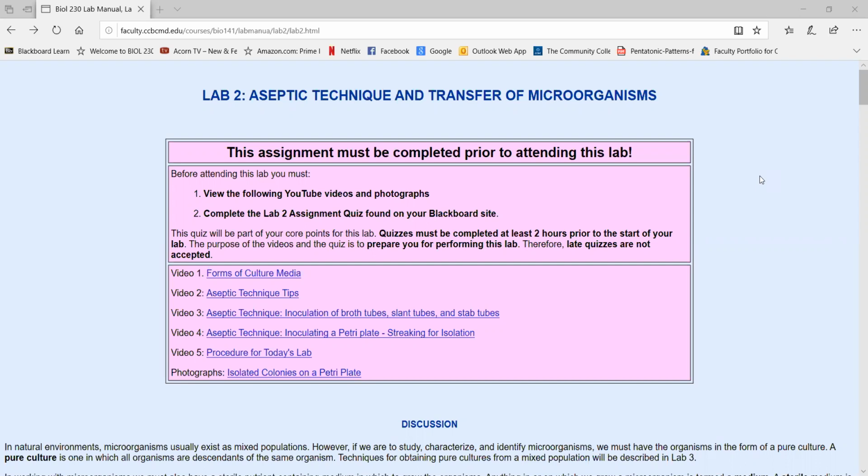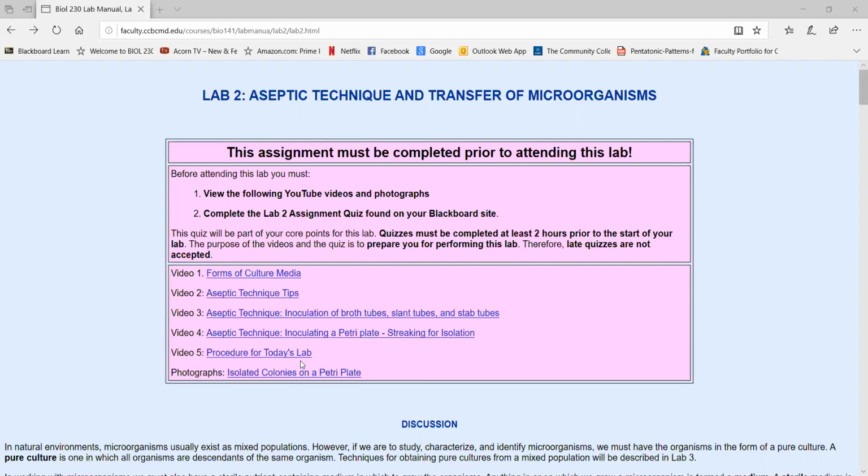We have a number of them in this lab since it's one of our most important labs of the semester. One dealing with the forms of culture media, aseptic technique tips, how to inoculate broth tubes, slant tubes, and stab tubes using aseptic technique, how to streak Petri plates for isolation using aseptic technique, a video on the procedure for today's lab, and also some photographs showing you isolated colonies of bacteria on a Petri plate.